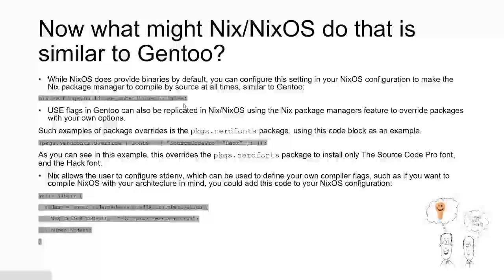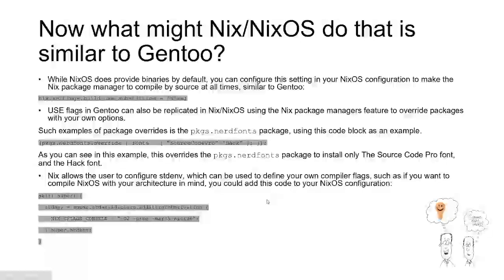Use flags can also be replicated in Nix/NixOS using the Nix package manager's feature to override packages with your own options. Such options could be fonts in the Nerd Fonts override, where you can install only Source Code Pro and Hack, not the entire Nerd Font set, by running this right here. As you can see in this example, this will override the Nerd Fonts package to only install the Source Code Pro font and the Hack font instead of the whole set.